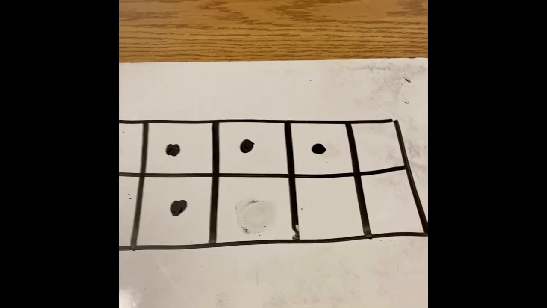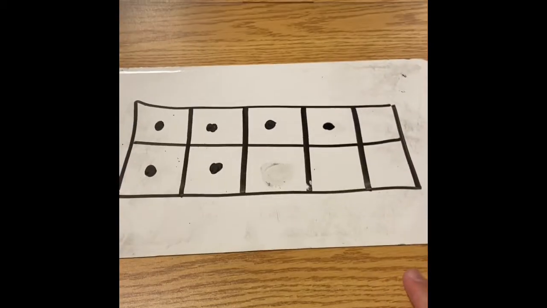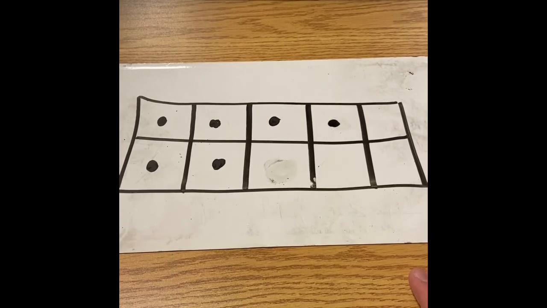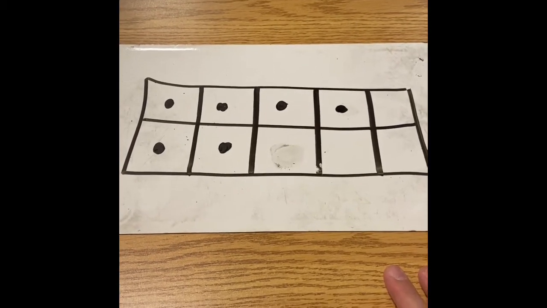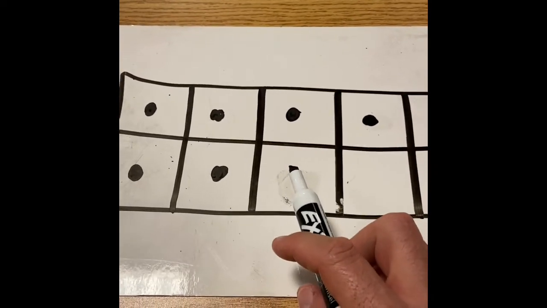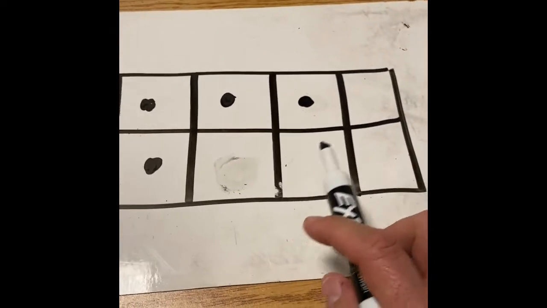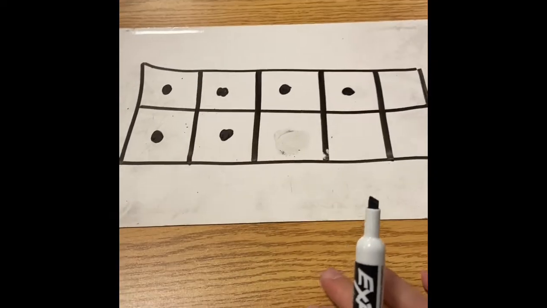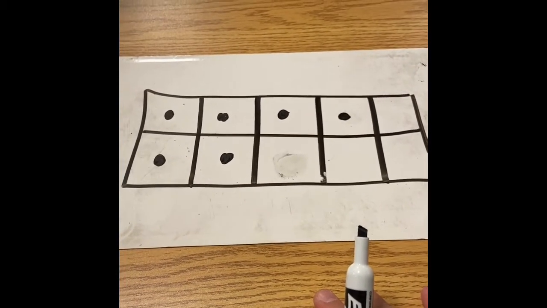Okay? Now, how many spaces are empty when we put 6 on our tens frame? The best way we could find out is by counting the spaces that are blank, that don't have a dot in it. So we have 1, 2, 3, 4. So we have 4 places on our tens frame that are blank. Okay?